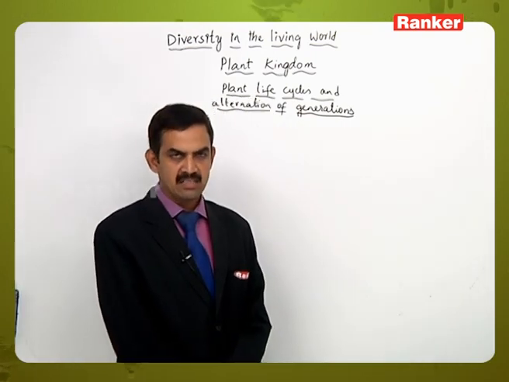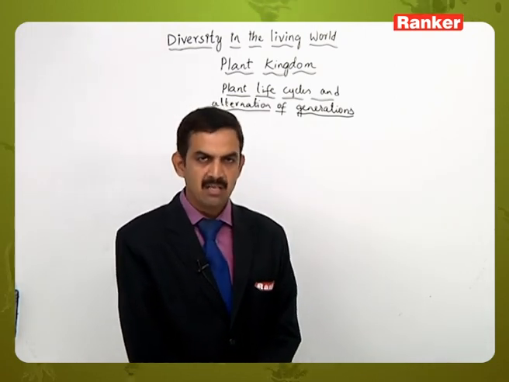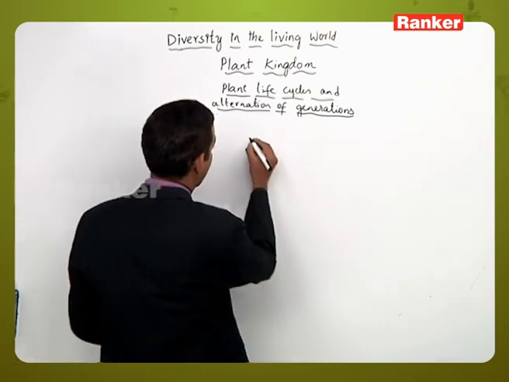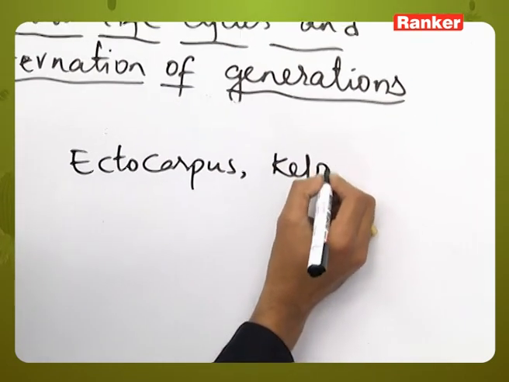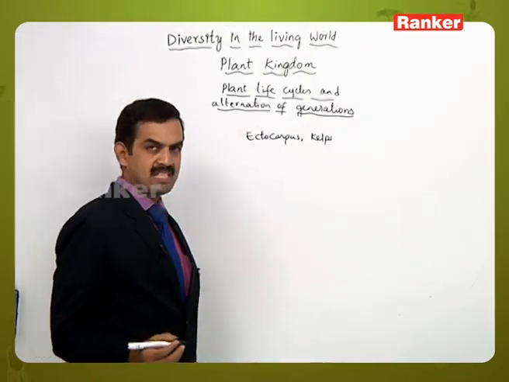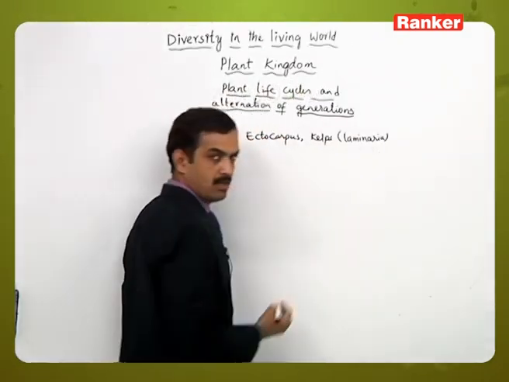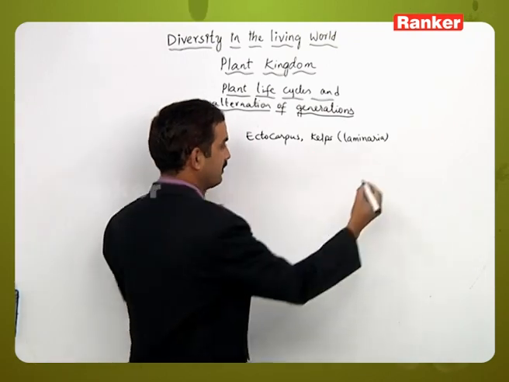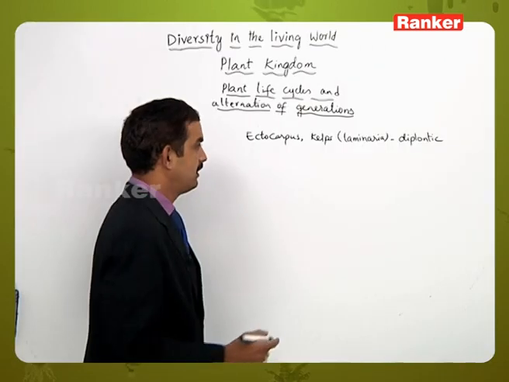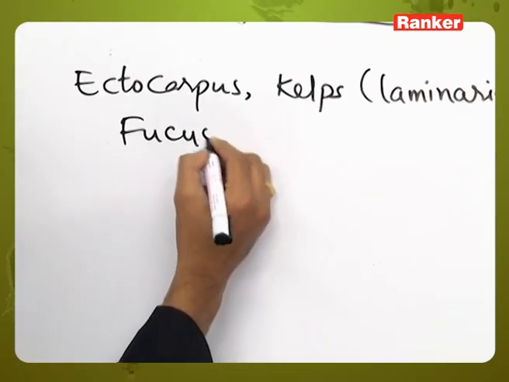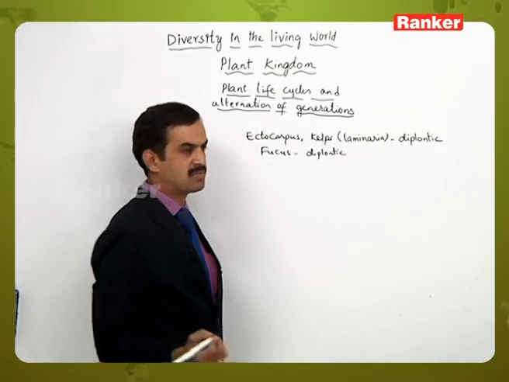Some exceptional cases are there in the algal members, because in algae it is a Haplontic life cycle, but there are some members like Ectocarpus and kelps, that is Laminaria. So these two members are showing Diplontic type of life cycles, and Fucus is another member which is also showing the Diplontic type of life cycle.